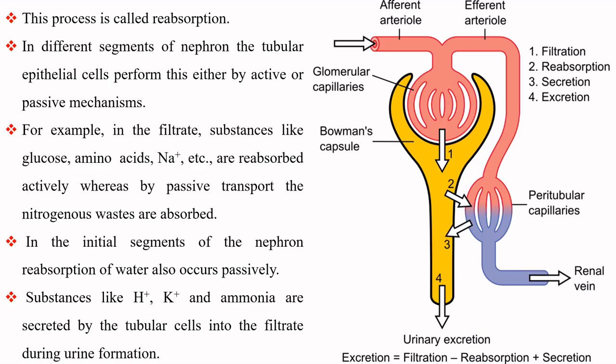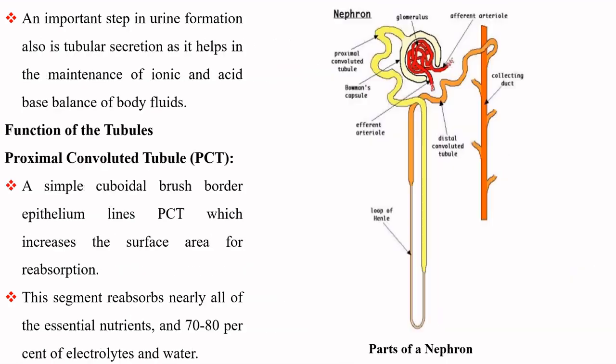Substances like hydrogen ion, potassium ion, and ammonia are secreted by the tubular cells into the filtrate during urine formation. An important step in urine formation also is tubular secretion, as it helps in the maintenance of ionic and acid-base balance of body fluids. Function of the tubules.